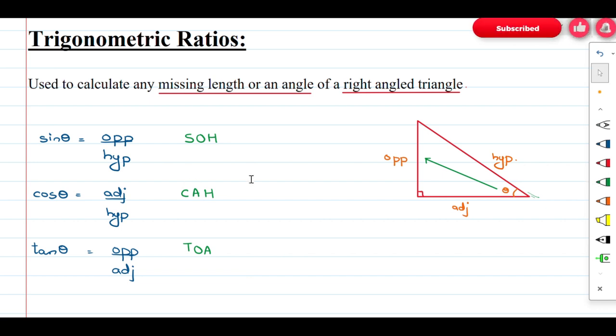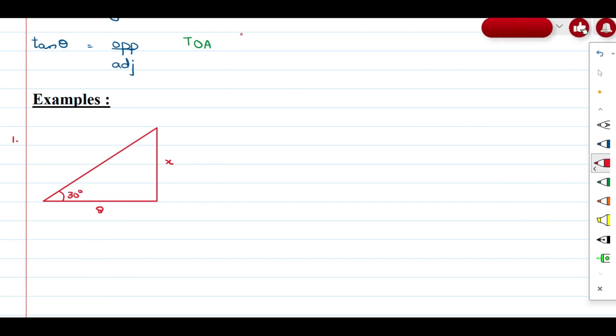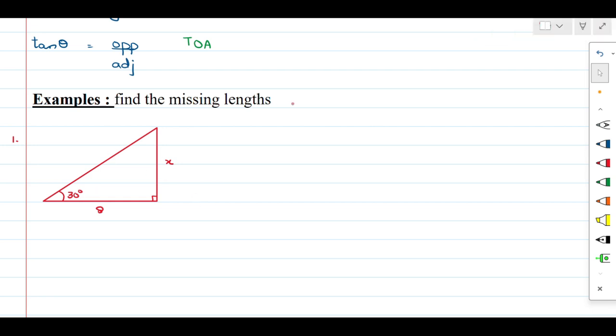Now let's do some examples. In the first example, we are given a right angle triangle. The angle is 30 degrees. This length is x, which we need to figure out. So in these examples, we need to figure out the missing length. You can see this length x is missing. We are given the base as 8 and the angle 30 degrees.